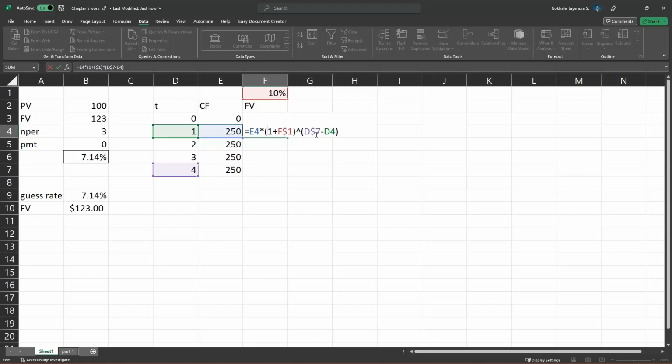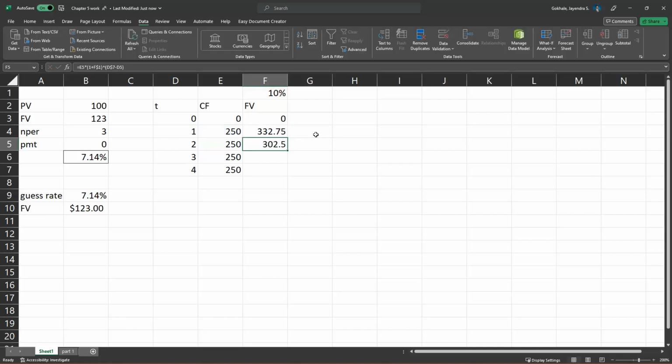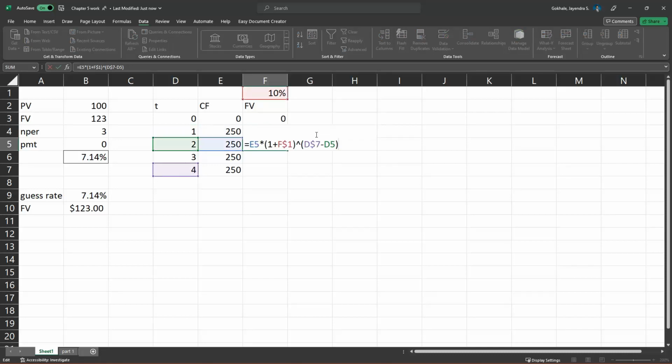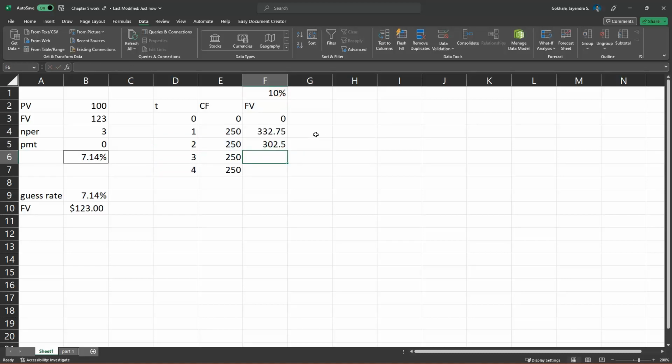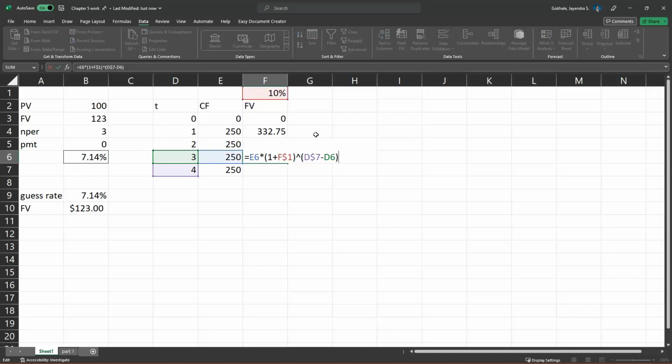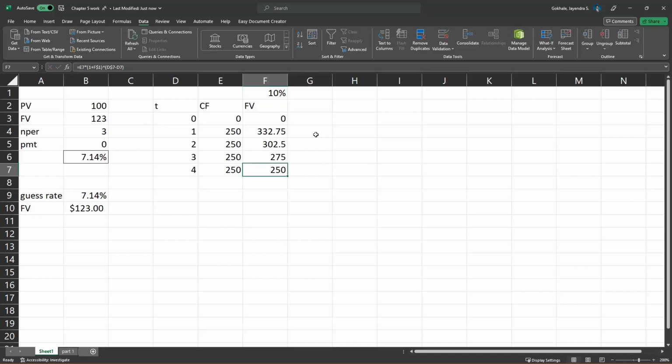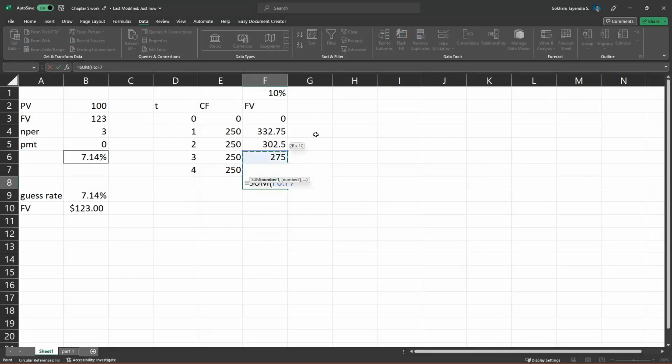All right, so this $250 grew for 3 periods. This particular $250 grew for only 2 periods, or difference of 4 and 2, or D7 minus D5. Then the next $250 grew for only 1 period, which is D7 minus D6. And finally, the last $250, poor $250, it didn't grow by anything, D7 minus D7. And then when we add all of these together, what we get is the same value. There we go, 1160.25.